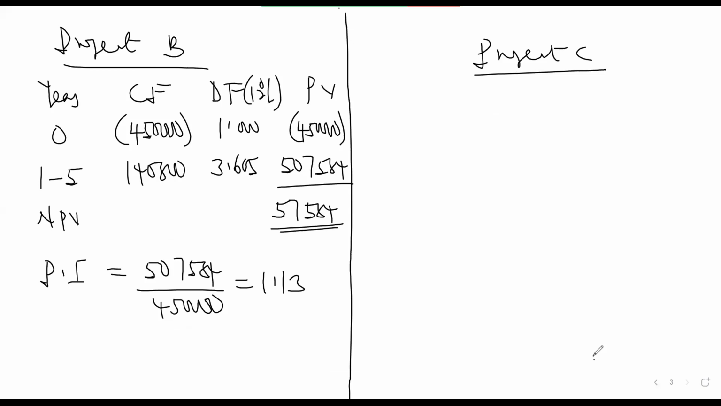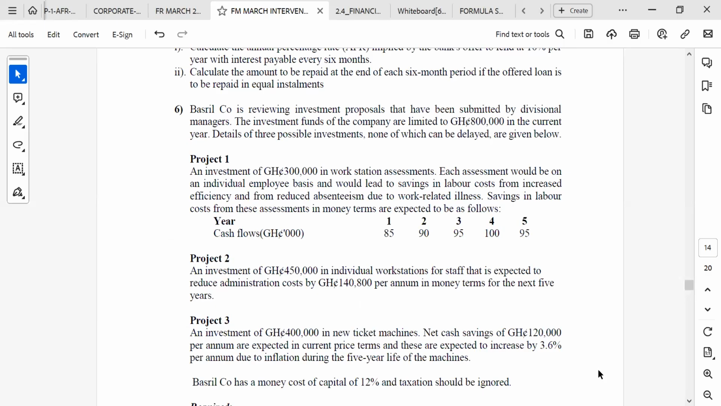Okay. Let's go to project C. Project C, what are they saying there? You are going to tell me how we should go about it. Project C, an investment of 400,000 in new ticket machines. Net cash savings of 120,000 per annum are expected in current price terms, and these are expected to increase by 3.6% per annum due to inflation during the 5-year life of the machines. How do we go about it?